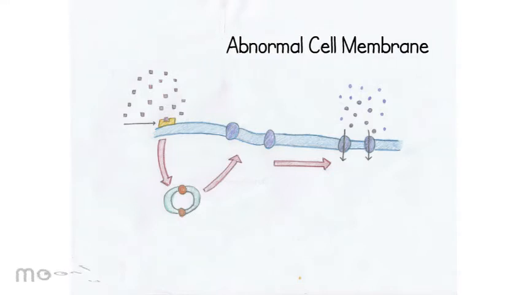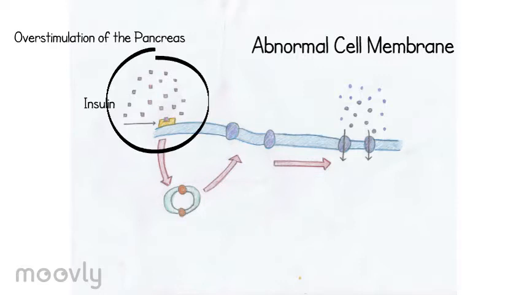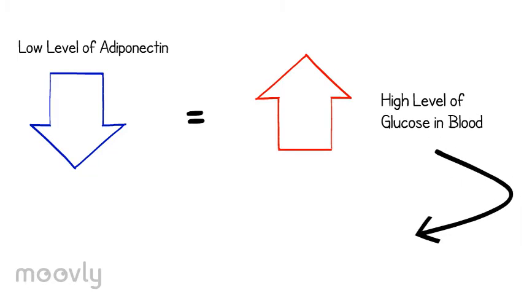Now, in an abnormal cell membrane, there is an overstimulation of the pancreas, which releases even more insulin. The insulin then binds onto the receptors, activating the GLUT4 transporter to use exocytosis to allow an increased amount of glucose to enter the cell membrane. In obese humans, they have a low level of adiponectin, which decreases insulin sensitivity. This means that there are high levels of glucose in the blood, and when that happens, the body stores it as excess fat, and this results in gaining weight.